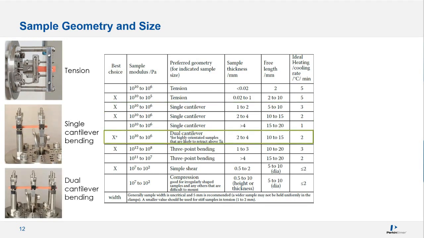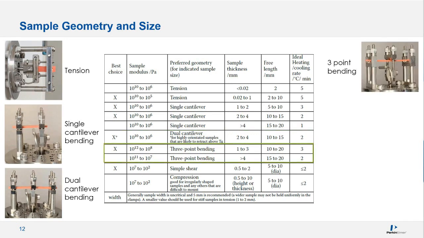Dual cantilever bending is best for highly oriented samples that are likely to retract above Tg. Both ends are fixed. Three-point bending is used for accurate modulus values for very stiff, high modulus materials, like composite materials, because the sample bar is placed on two knife edges and the force is applied by the center knife. There is no clamping effect. However, it is best to not run above the Tg because it is not supported by any clamps when it softens.